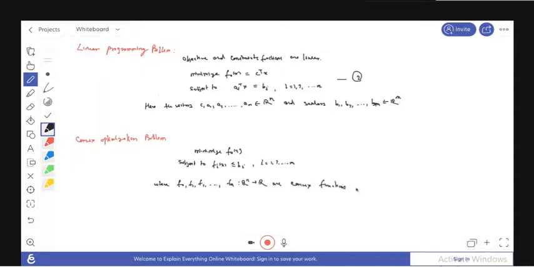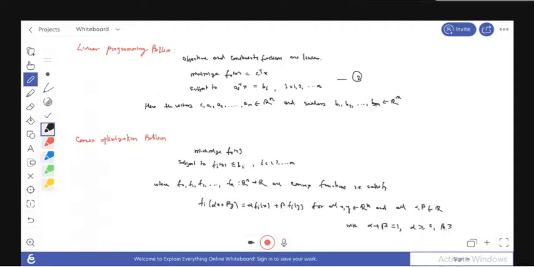All functions satisfy a certain condition: fi of alpha x plus beta y is less than or equal to alpha fi of x plus beta fi of y, with alpha plus beta equal to 1, for all x and y belonging to Rn, and alpha and beta scalars in R, non-negative, whose sum equals 1. So these are the conditions.